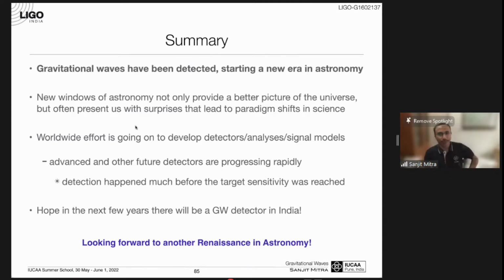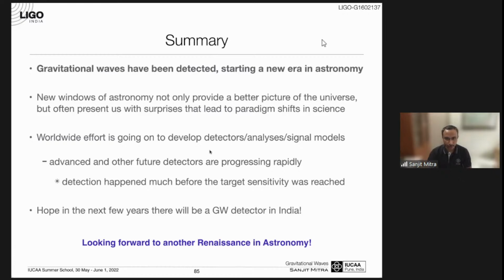Yeah. Okay. So the summary here is that gravitational waves have been detected and started a new era in astronomy, and the start has been very exciting, beyond what we expected. Now this is a new window of astronomy which not only provides a better picture of the universe, but makes a dramatic shift in our understanding of the universe. And also for young people, it gives the opportunity to take the field forward. There is a huge amount of work to be done.